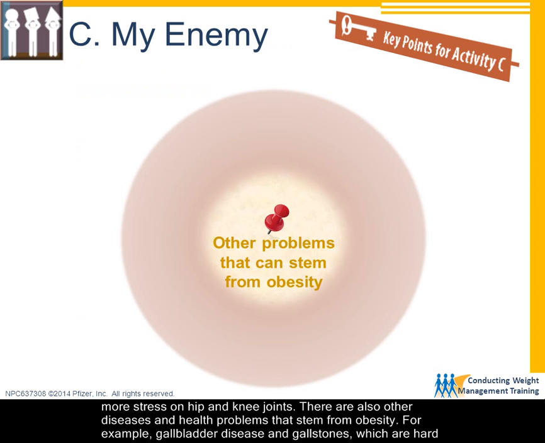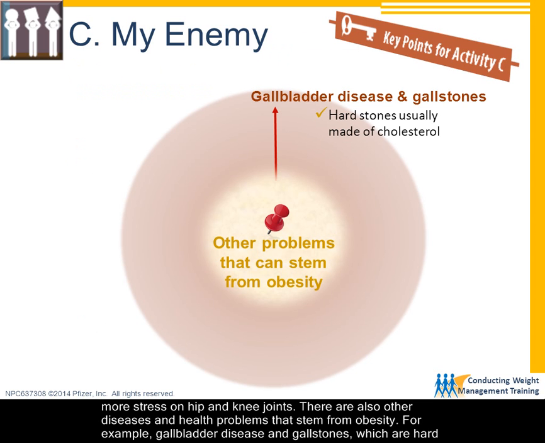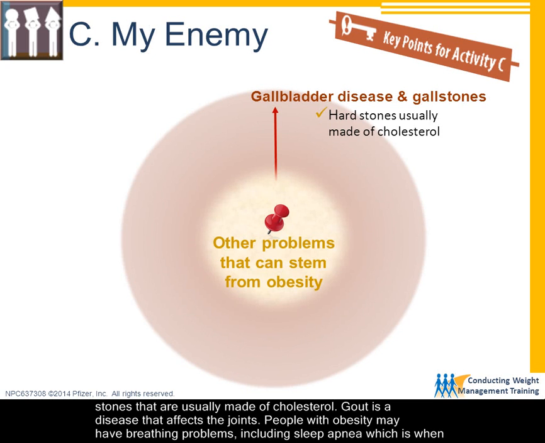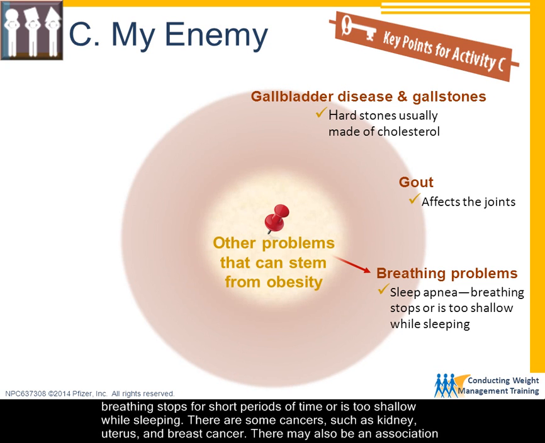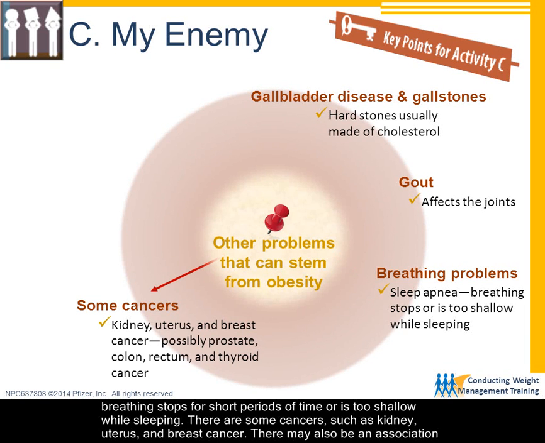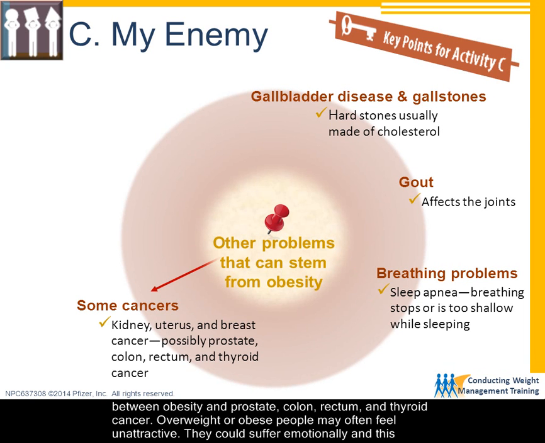For example, gallbladder disease and gallstones, which are hard stones that are usually made of cholesterol. Gout is a disease that affects the joints. People with obesity may have breathing problems, including sleep apnea, which is when breathing stops for short periods of time or is too shallow while sleeping. There are some cancers, such as kidney, uterus, and breast cancer. There may also be an association between obesity and prostate, colon, rectum, and thyroid cancer.